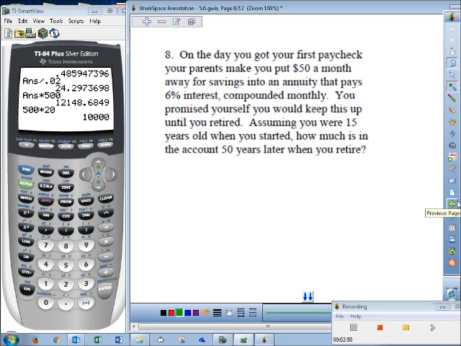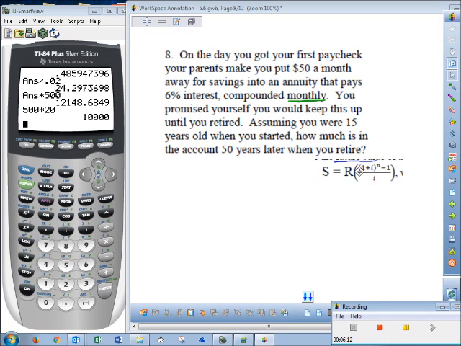So let's check this guy out. Let's say you did something like this. On the day you got your first paycheck, your parents make you put $50 a month away for savings in an annuity that pays you 6% interest compounded monthly. You promised yourself you would keep this up until you retired. So assuming you were 15 years old when you started, how much is in the account when you retire?